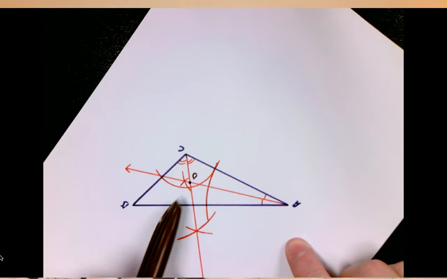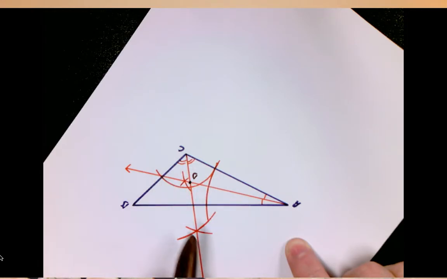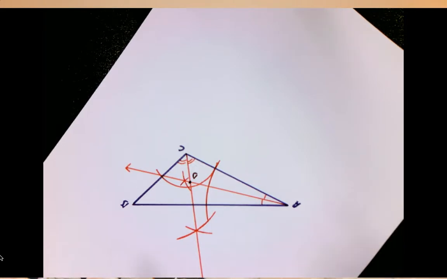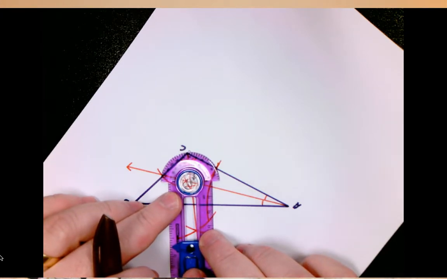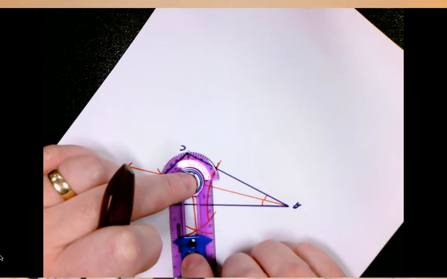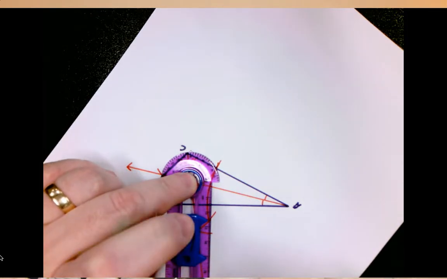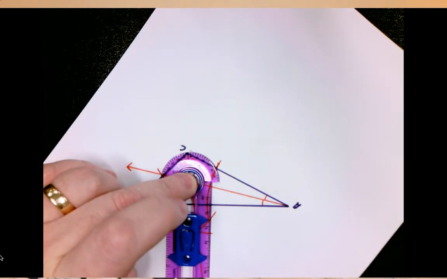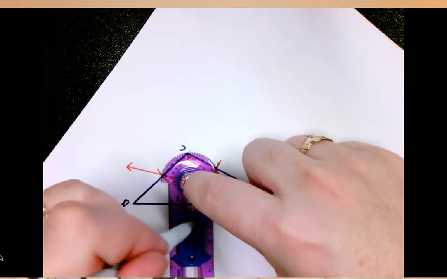We need to draw a perpendicular from point D to line AB. I could do it to line AC. I could do it to line BC. I'm going to do it to line AB. So we've set our radius, our center, crosshairs on point D. And I'm going to create an arc that's going to intersect line AB at 2 points.